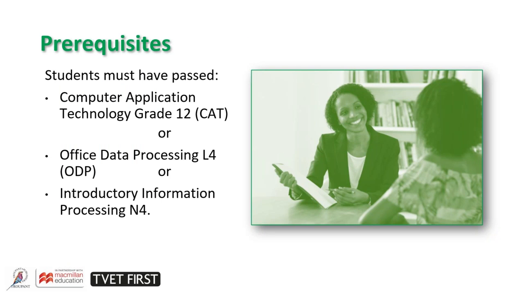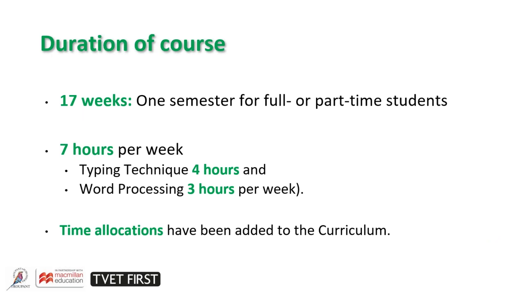Students must have passed computer application technology, grade 12, that is the CAT program, office data processing level 4, it's the ODP, introductory information processing level 4. 17 weeks, one semester for full or part-time students. The syllabus is worked out for the time limit. Keep in mind, the exam and test weeks must also be taken into account.